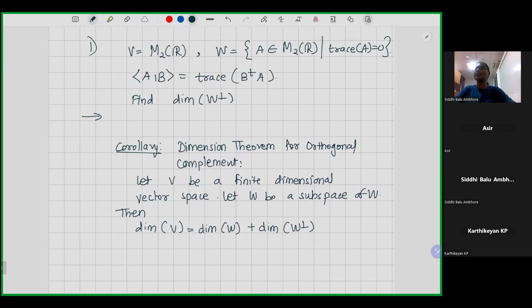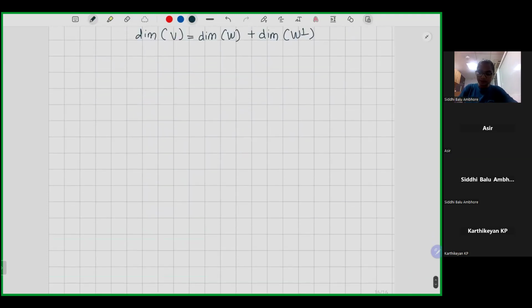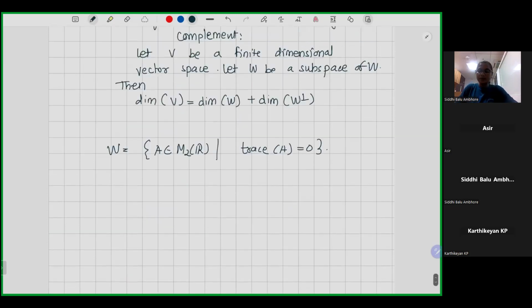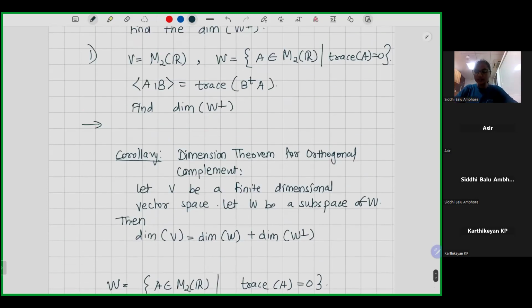For that, we first need to find the dimension of W. So what is the dimension of W? What is W first of all? W is the set of A in M2R such that trace of A is 0. If you remember, I actually solved this at the end of the notes of the week 10 interaction session, for the basis of 3 cross 3 matrices.